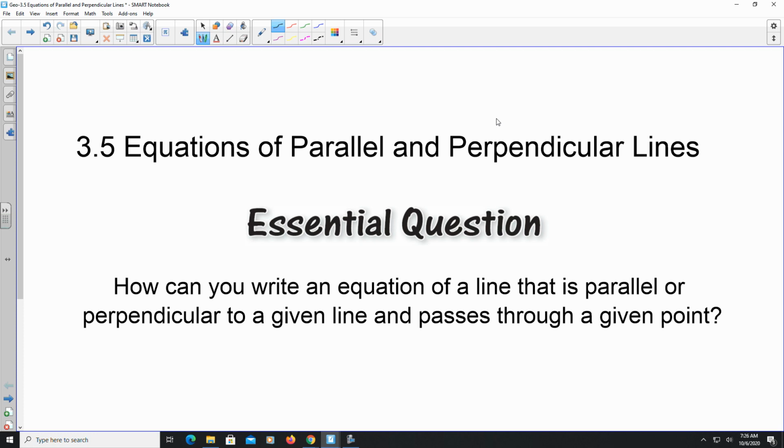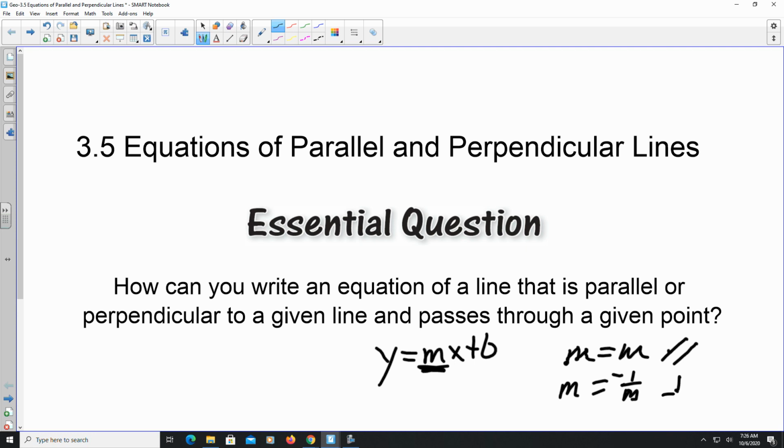Everything is going to be dictated as long as it's written in slope-intercept form, y equals mx plus b. Everything is going to be defined by what the slope is. If the slopes of two separate equations are equal to each other, and as long as the y-intercept is different, we can say that those two lines are going to be parallel. If the slope of one is the opposite reciprocal of the other, which means we flip the fraction and change the sign, then the lines are going to be perpendicular.